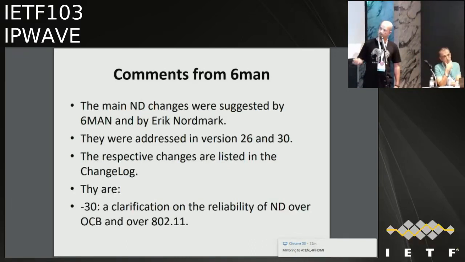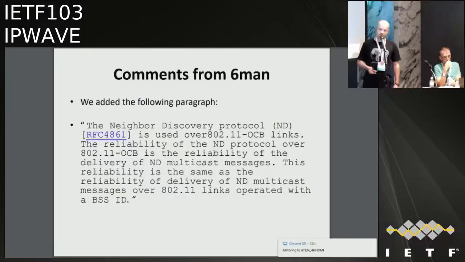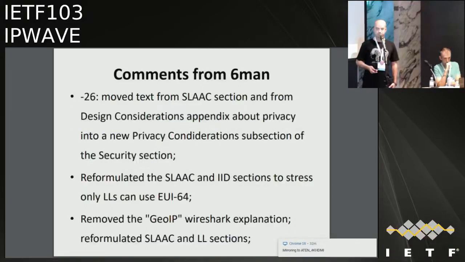In version 30, there is a clarification on the reliability of ND over OCB and over 802.11 links. So we added the following paragraph: the neighbor discovery protocol is used over 802.11 OCB links. The reliability of the ND protocol over 802.11 OCB is the reliability of the delivery of ND multicast messages. This reliability is the same as the reliability of delivery of ND multicast messages over 802.11 links operated with BSSID. So we have added that paragraph and we are waiting for comment from Eric.